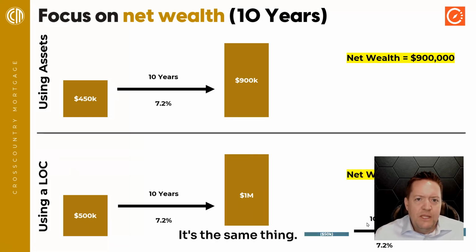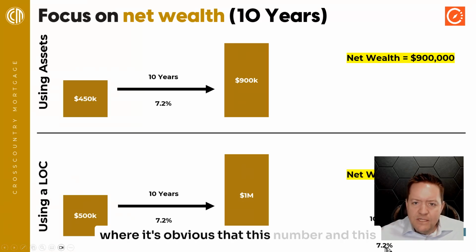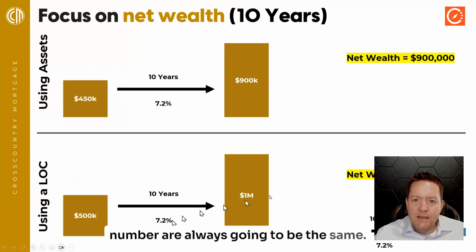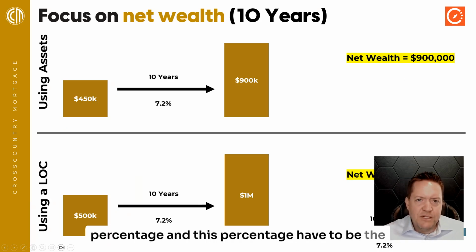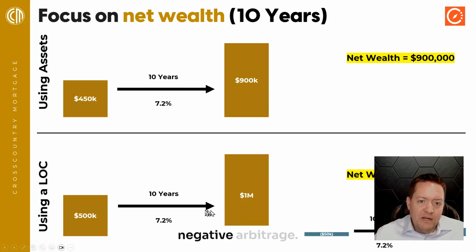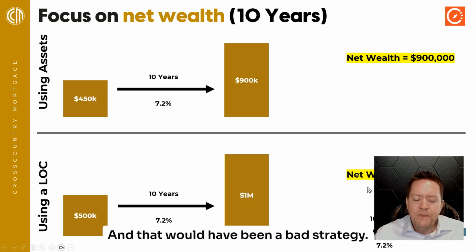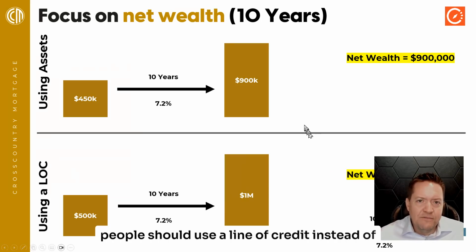It's the same thing. Now, I'm not trying to smuggle in some idea where it's obvious that this number and this number are always going to be the same. In order for this to be $900,000 and this to equal $900,000, this percentage and this percentage have to be the same. But if this is lower than what you're earning, that would be called arbitrage, and this would actually be better. If this were higher, then that would be negative arbitrage, and that would have been a bad strategy. The point in this slide isn't me saying that people should use a line of credit instead of selling assets.